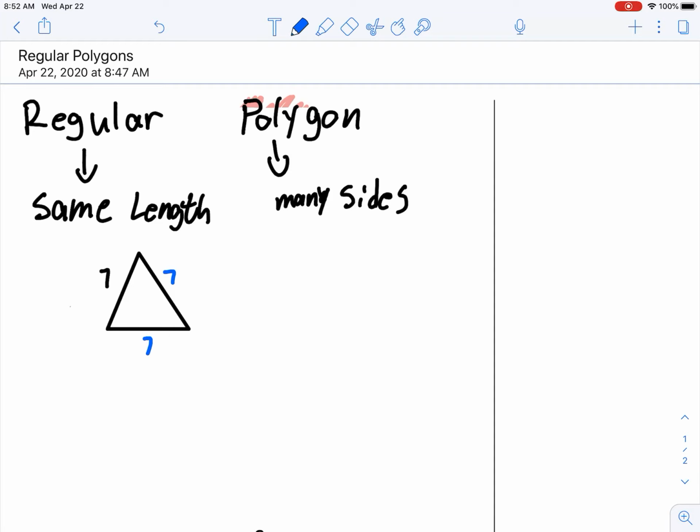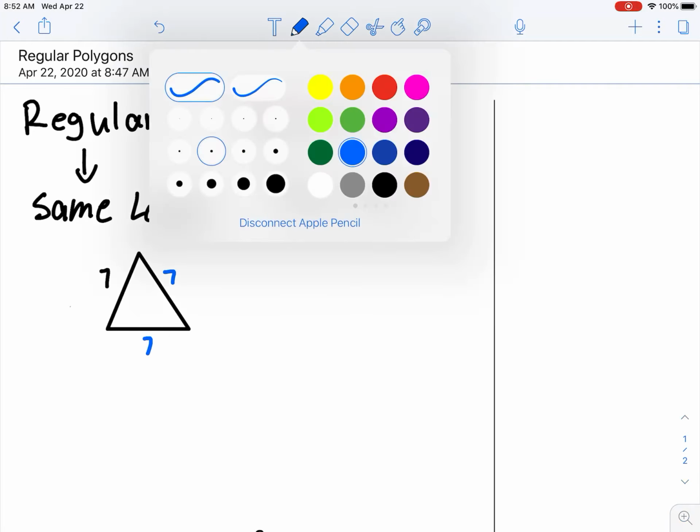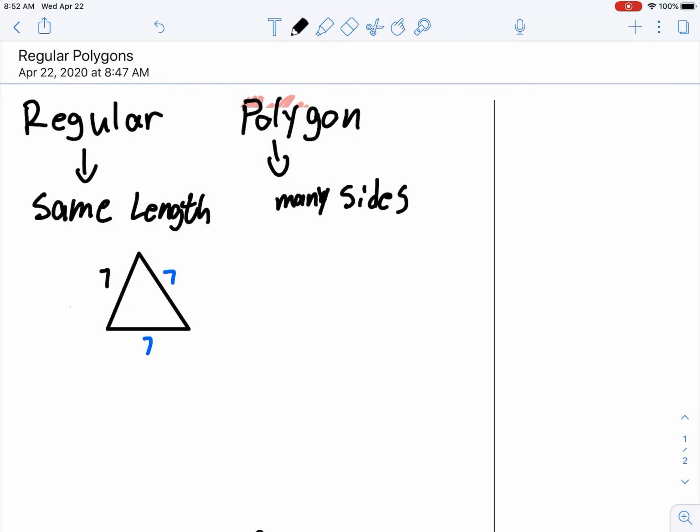So if this side is 7 and I know it's a regular polygon, I know my other two sides are 7. And if I have a square, a square is a regular polygon because if one side is 4, I know all the other sides are 4 as well. All it means is that all the side lengths are the same distance, and depending on the type of shape, it has different amounts of sides.